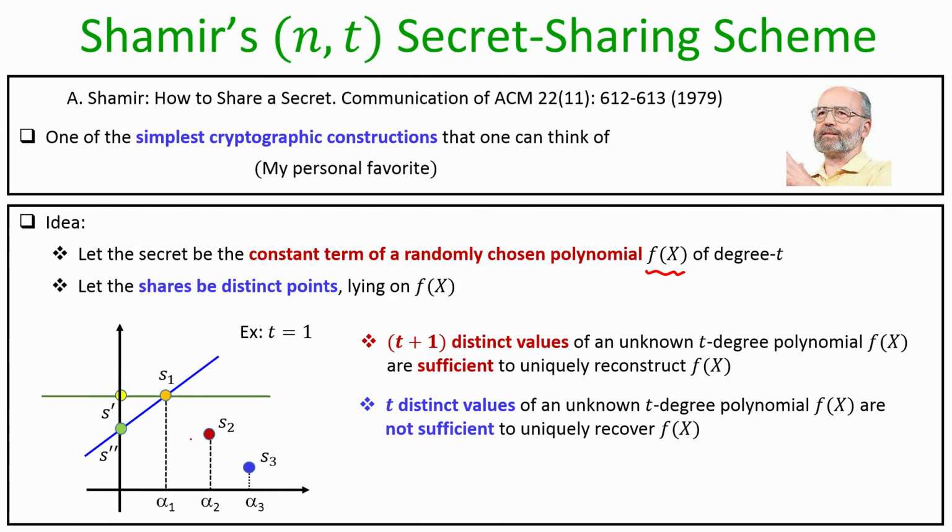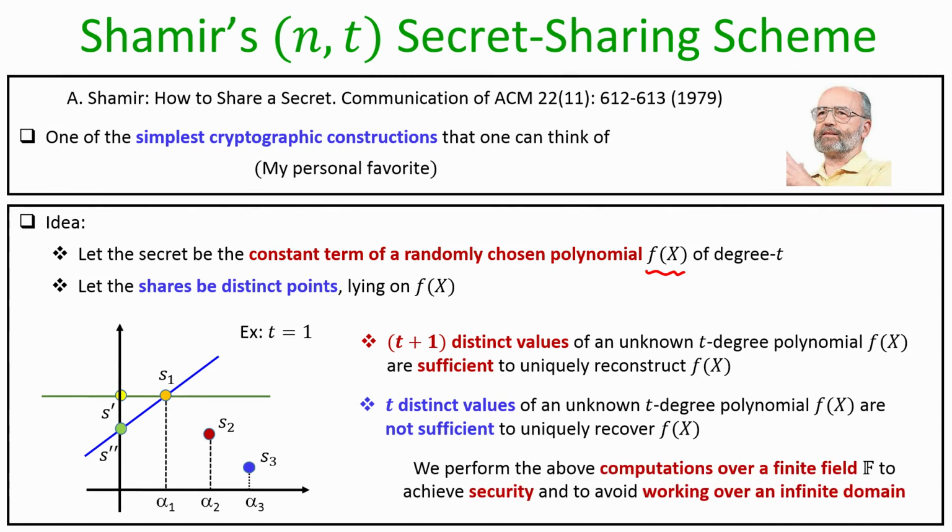That means it could be the case that the dealer might have picked this blue straight line, giving the first shareholder the share S1. In that case, from the viewpoint of the first shareholder, it could be the case that S double prime is the secret. Or it might be the case that this red line is the straight line which the dealer might have picked, such that when evaluated at alpha 1 it would have given the share S1, and in that case S prime could be the secret from the viewpoint of the first shareholder, and so on. That means, just based on t shares, the adversary will completely fail to uniquely reconstruct the dealer's original polynomial and hence the dealer's original secret. That is the intuitive idea here.